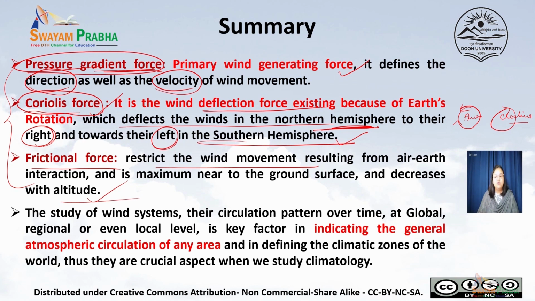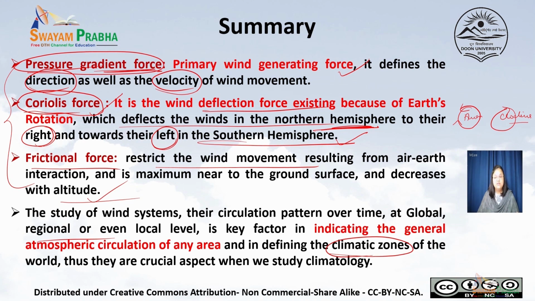Besides this, the importance of studying wind systems, their circulation pattern over time at global and regional level is very, very essential because it is the key factor in indicating the general atmospheric circulation of any area, and it is important in defining the overall climatic zones of the world also, in understanding why certain types of climatic conditions and weather patterns are found in certain regions of the world and why there are differences in the climatic conditions across latitudes. So they help in defining the climatic zones also.